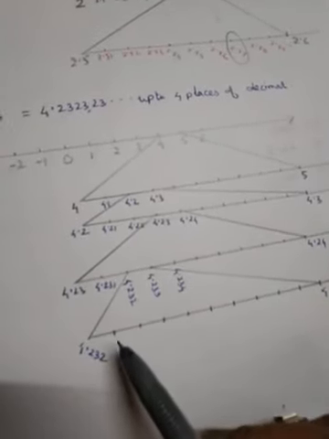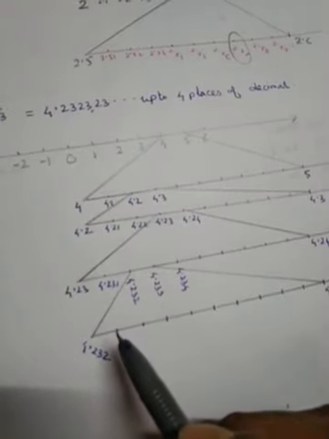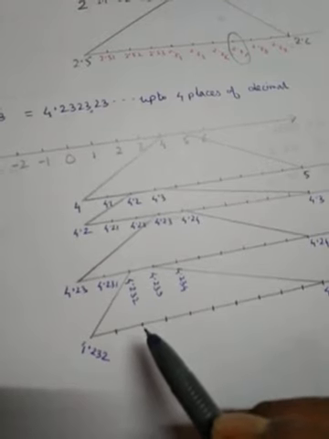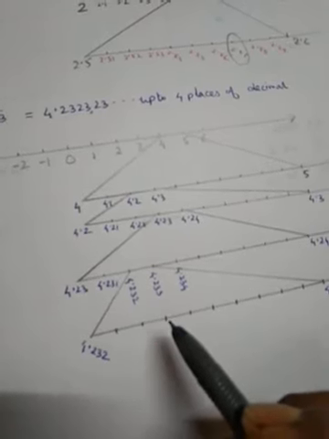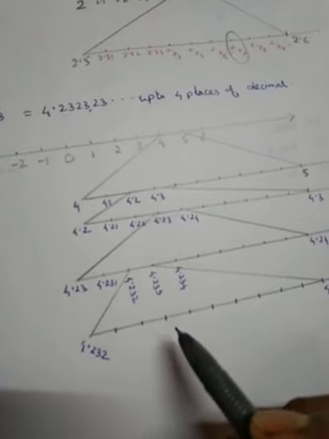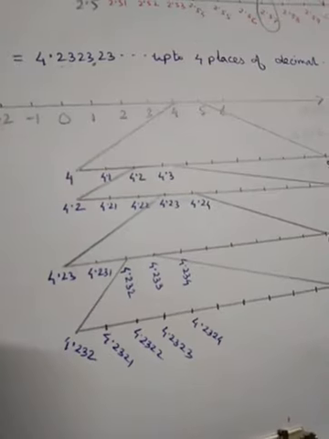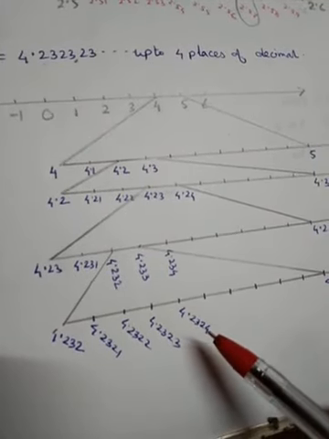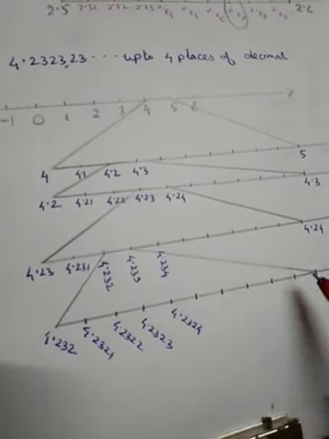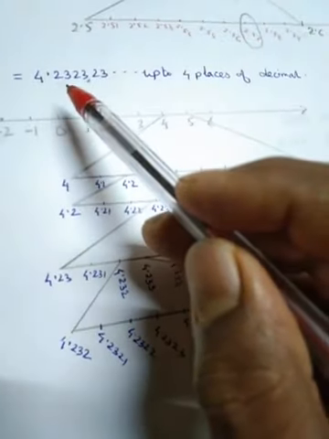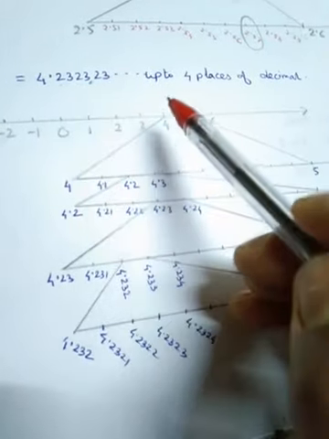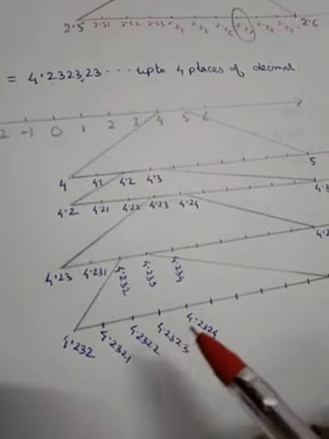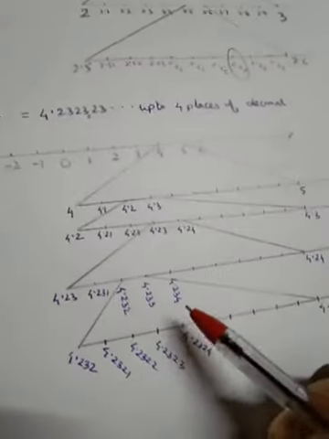Now this point will be 4.2321, and this is 4.2322. This one will be 4.2323, and next will be 4.2324. So it will go like this. Now as we have to represent 4.23 bar up to 4 places of decimal, so in the 4th step we'll have to stop and we'll have to see.